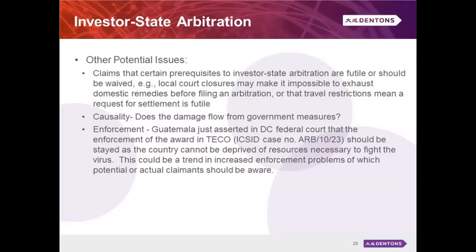Similarly, as Kristen noted, investment claims, of course, have to be causal, i.e., the damage suffered by the investor must flow directly from the state measure. So in the event that it is a specific COVID measure, it will be the claimant's onus, or the investor's onus, to show that the damage in fact flowed from that measure.